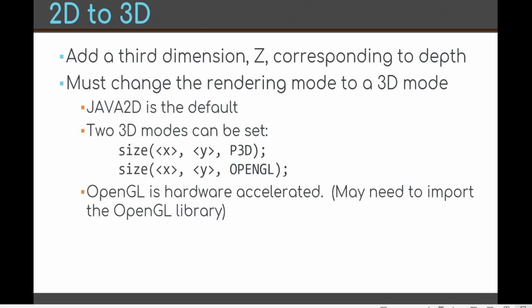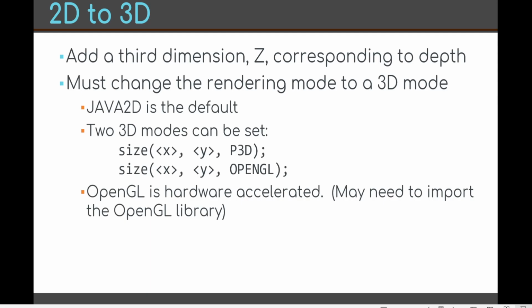So moving from 2D to 3D, we add a third dimension. We've been dealing with positions in X and Y points. So how do we represent where you are? X is horizontal, Y is vertical, but depth, that's our Z value.